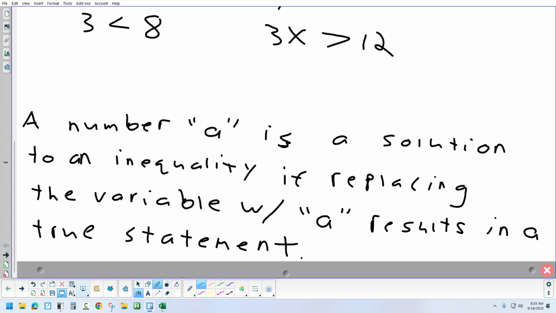Travis? Yeah, because 15 is greater than 12. How about if I plug in 4 for x? Is that a solution? No, because 12 is not greater than 12. All right. But 5 is not the only number that's a solution. 6 is a number, 7 is a number, 8, 9. Basically anything that's greater than 4. So you have to think fractions and decimals as well. 4.1, that's a solution.